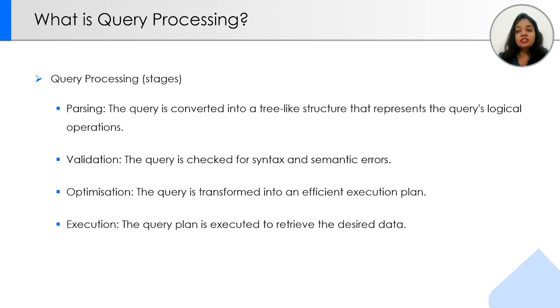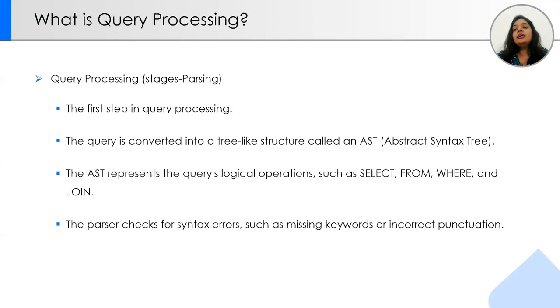Then comes optimization. This is a very crucial step of query processing because the entire success of query processing depends upon this step. Obviously, you need the basic steps such as parsing and validation, but here you actually execute the query in an efficient manner, in a quicker manner. Then comes execution. Execution is basically the plan to understand how this entire query will be executed to retrieve the desired data or the result. Now let us discuss these query processing stages in detail.